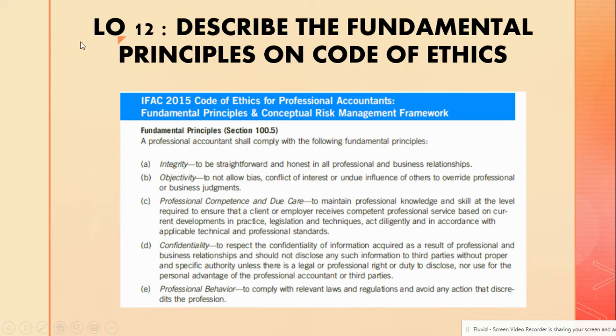Okay, and then professional competence and due care. To maintain professional knowledge and skill at the level required to ensure that a client or employer receives competent professional service based on current developments in practice, legislation and techniques, act diligently and in accordance with applicable technical and professional standards. Yeah, according to the MIA bylaw, professional competence and due care means that as an accountant, you have to acquire lifelong learning. You always have to update yourself. It's not just that you have a degree in accounting and you are a qualified professional, you have the qualification of professional certificates, for example, like ACCA or CPA, for instance.